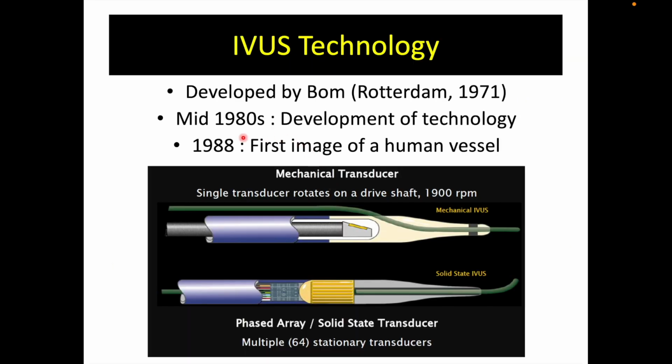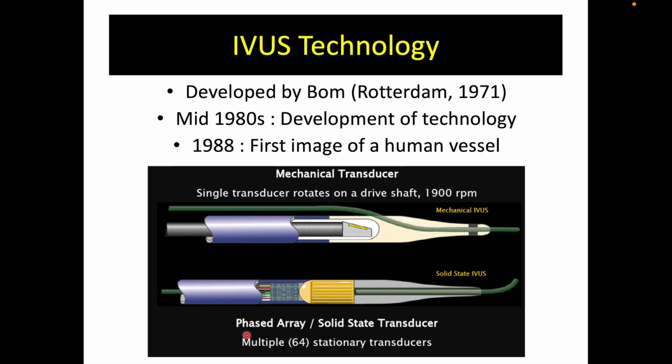This technology has been there since the 1980s. So there are two types of catheters. One is a mechanical transducer catheter. The other one is called a phased array or a solid state transducer. To make things easy for you, phased array or solid state transducers are the catheters that are being marketed in Pakistan by Volcano.